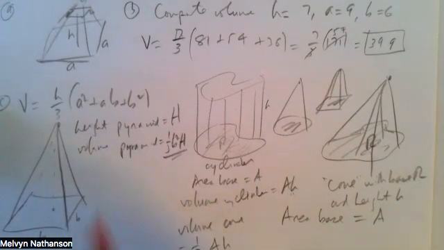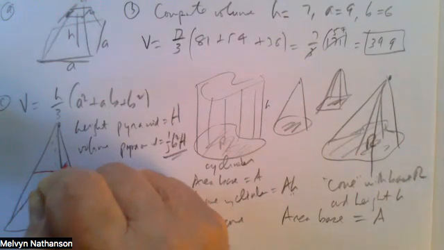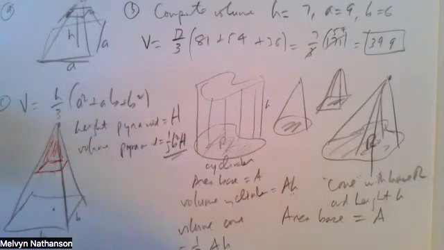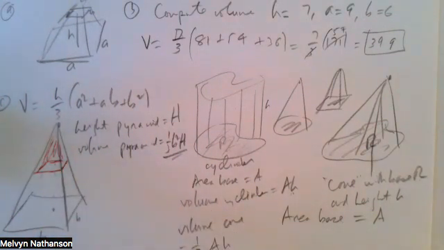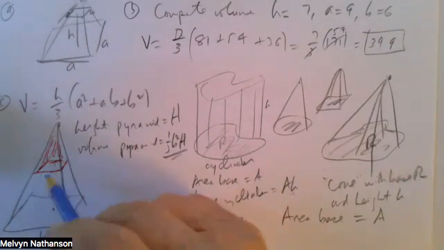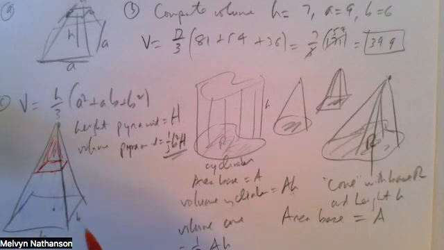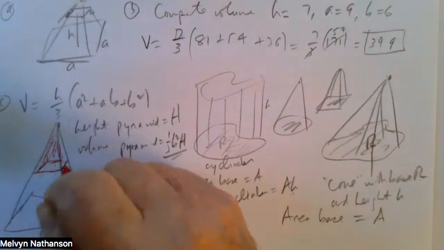But we don't want the volume of the pyramid. We're going to cut off the top of the pyramid and we want the volume of the frustum, which is the part that's left. So if we chop off the top of the pyramid, what's left in blue is the frustum. And how much of the pyramid do we chop off? Well, we cut off a piece of the pyramid where the base of this little pyramid is A.